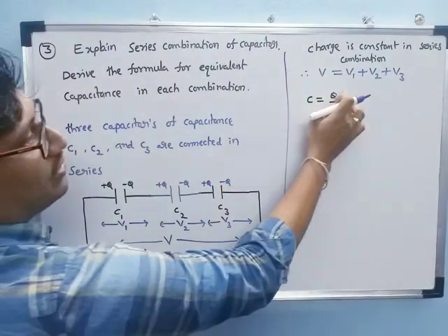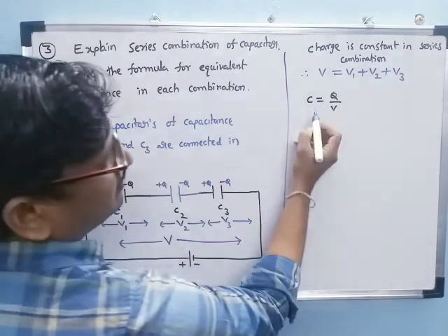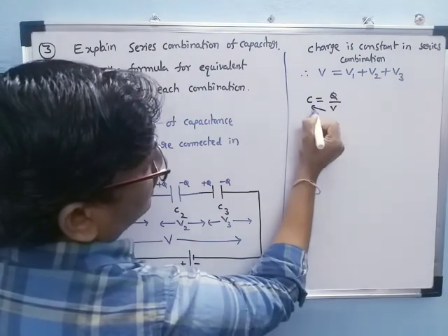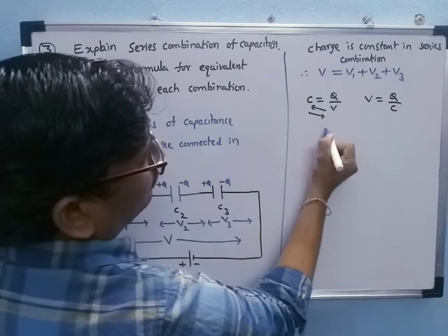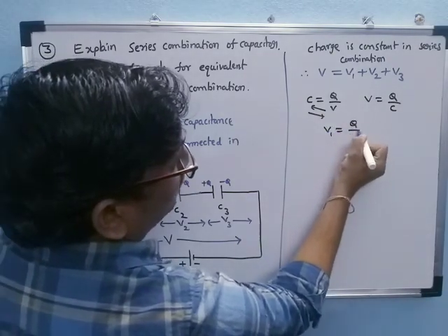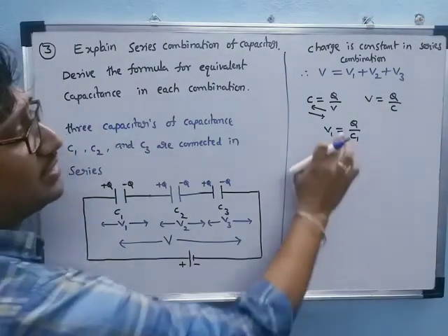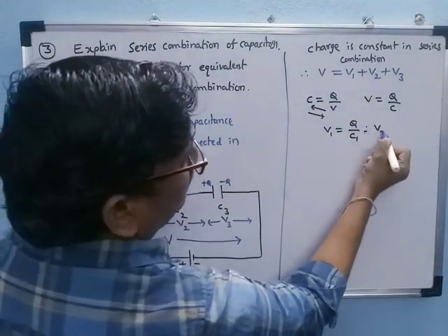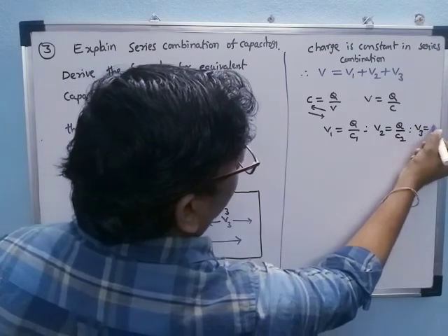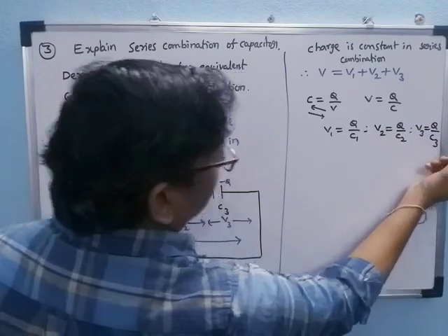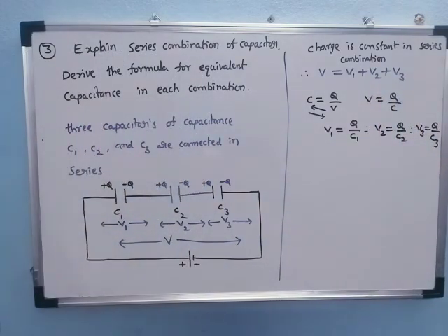Then C is equal to Q by V. Taking cross multiplication, V is equal to Q by C. Now V1 is equal to Q by C1, because the charge is constant, which is why we are not writing Q1. Similarly, V2 is equal to Q by C2 and V3 is equal to Q by C3. Substitute these V1, V2, V3 in the above equation.